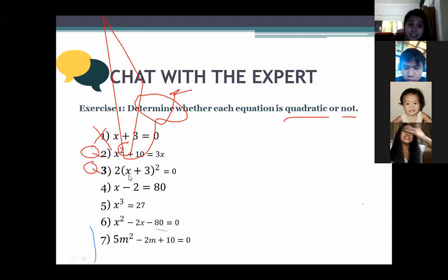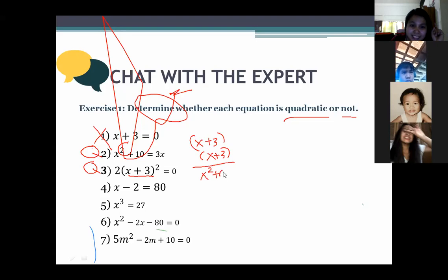Why? Because if you will expand this, remember your grade 8 special factors, please. That is x plus 3 times x plus 3. The answer is x squared plus 6x plus 9. You multiply all by 2, that will be 2x squared plus 12x plus 18. The highest exponent is 2, so it's quadratic.